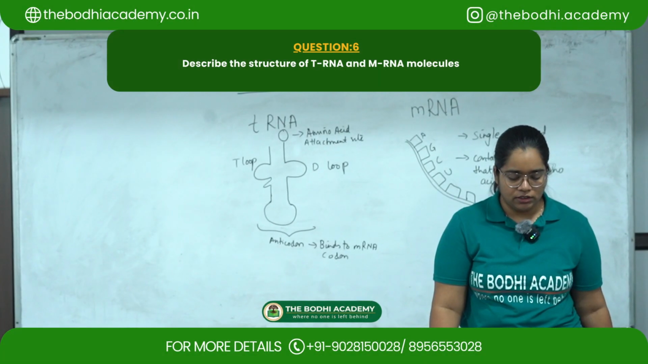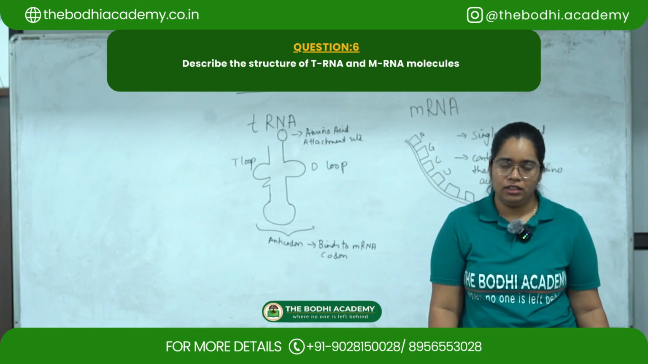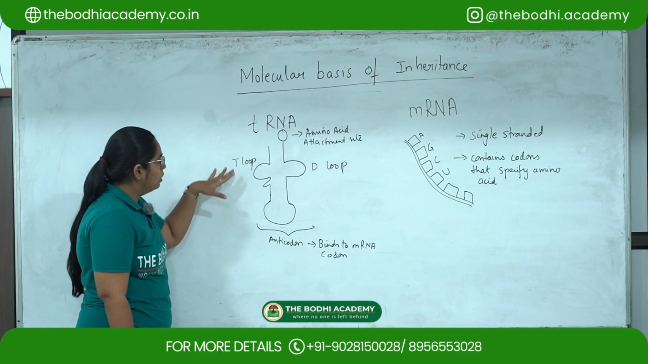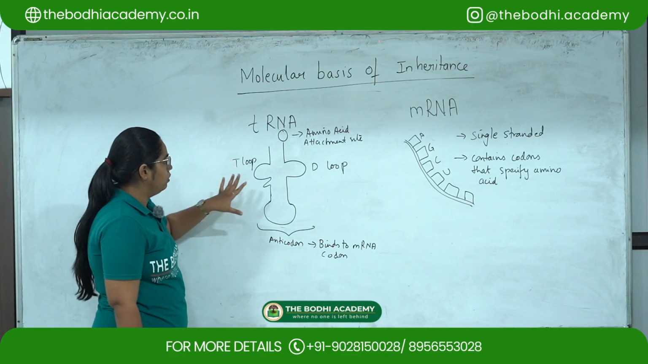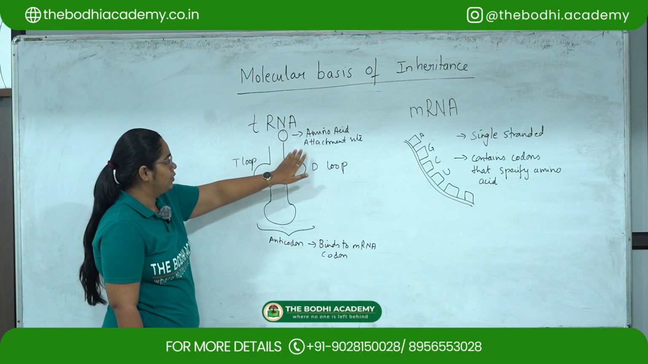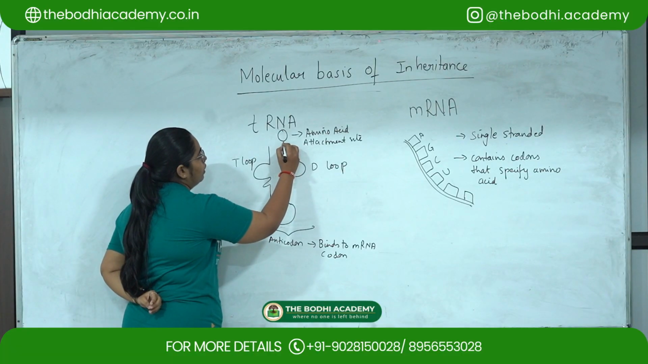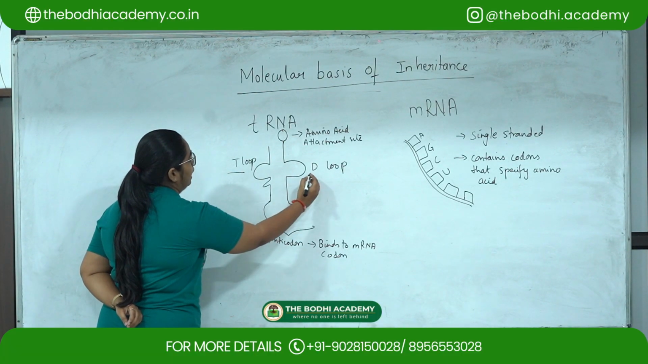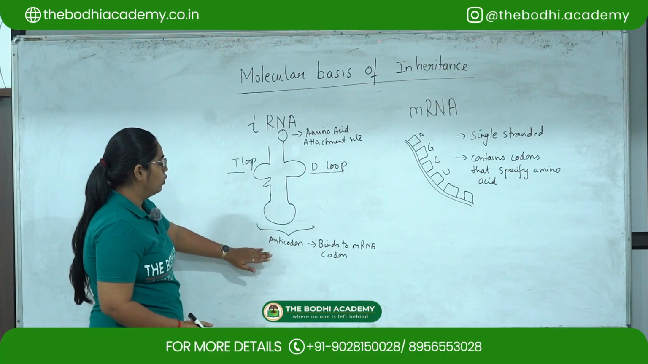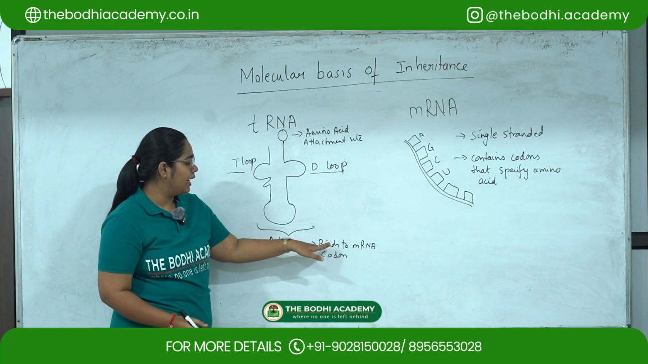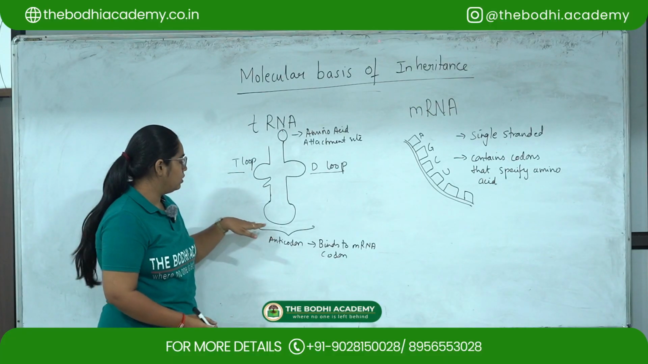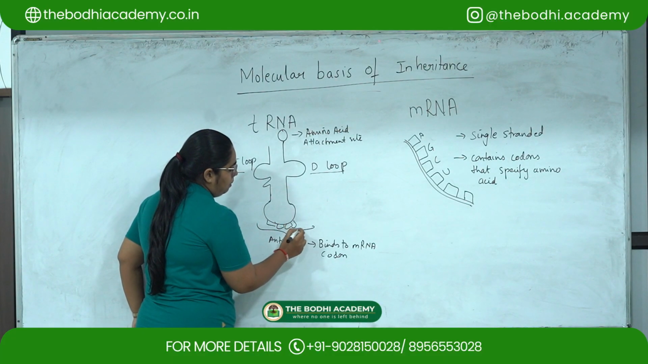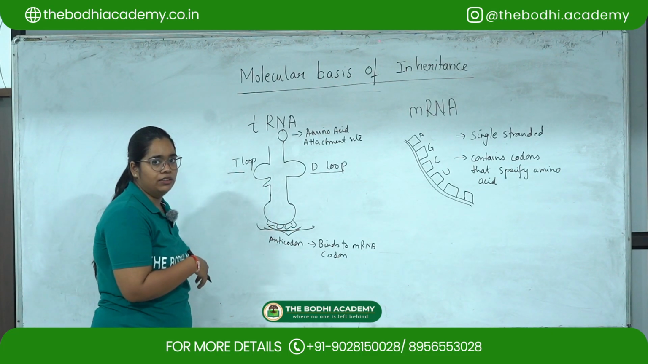So the next question is, describe the structure of tRNA and mRNA molecule. So the tRNA molecule consists of an amino acid attachment site. So this is the amino acid attachment site. Then it consists of two loops, the T loop and the D loop, and an anticodon site which helps in binding of the mRNA codon. So this is the anticodon site which will help in attachment of the mRNA codon for protein synthesis.